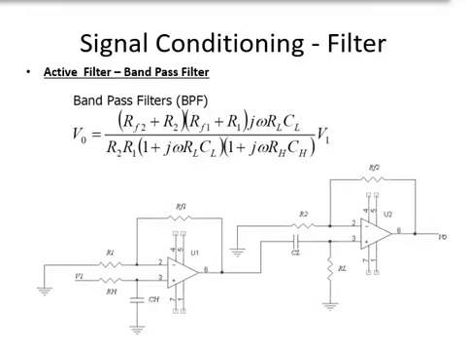And last but not least, active filter, band-pass filter. V0 is given by RF2 plus R2 times RF1 plus R1 times j omega RL times CL over R2 times R1 times 1 plus j omega RL times CL times 1 plus j omega RH times CH, times V1.